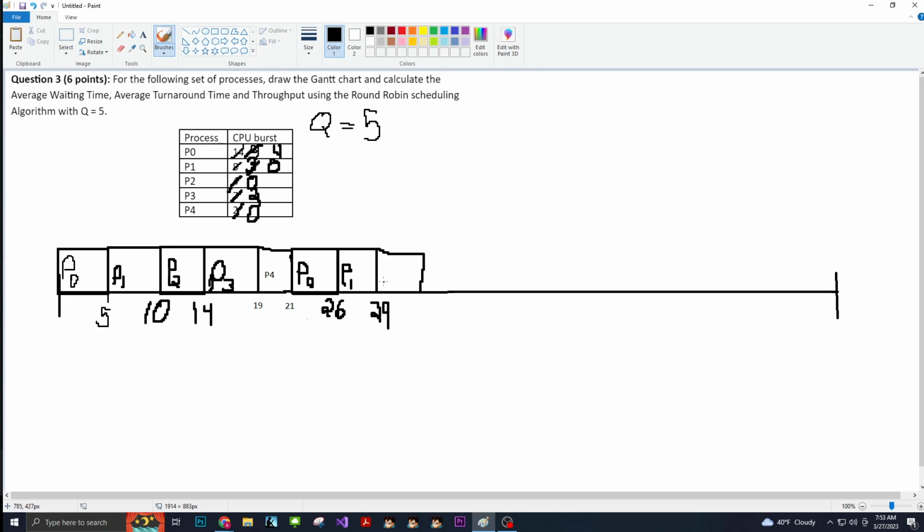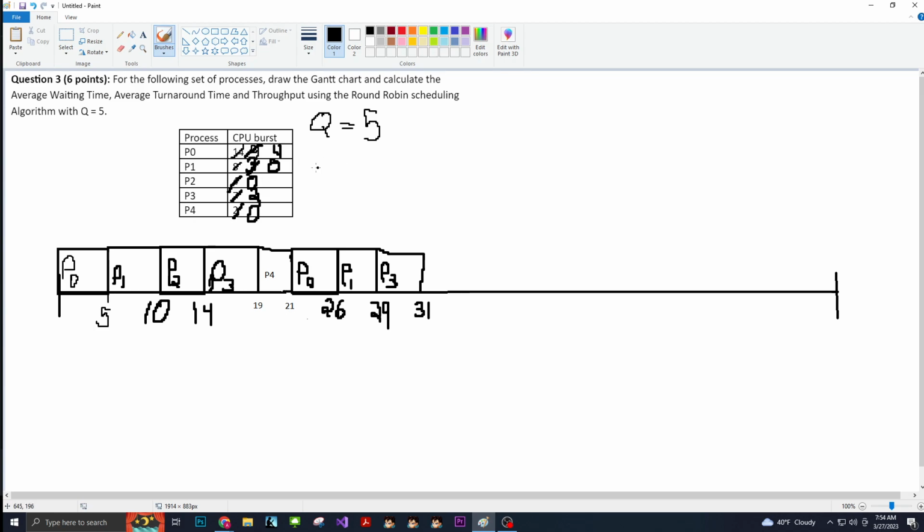All right, then P3. Right, and I believe that's a 2. Pretty sure that started off with 7. Yep. All right, yep, that started off with a 7, so that's a 2. So we do 29 plus 2, and that gives us 31. And then that should finish this round of round robin.